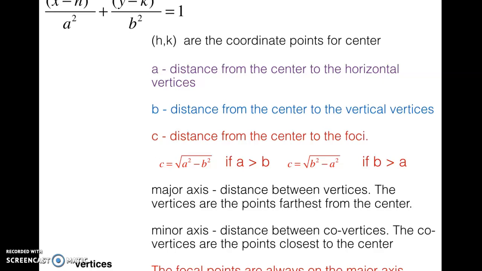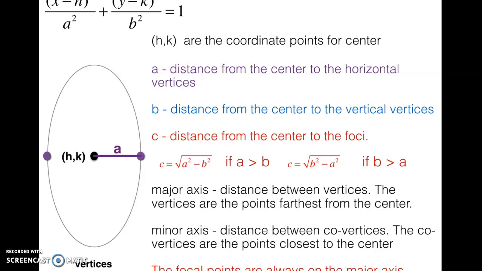H and K are the coordinates for the center. A is the distance from the center to the horizontal vertices. B is the distance from the center to the vertical vertices. C is the distance from the center to the focal points. We have two equations for C. C equals either the square root of a squared minus b squared or b squared minus a squared. You will determine which equation to use based on if a is greater than b or if b is greater than a.